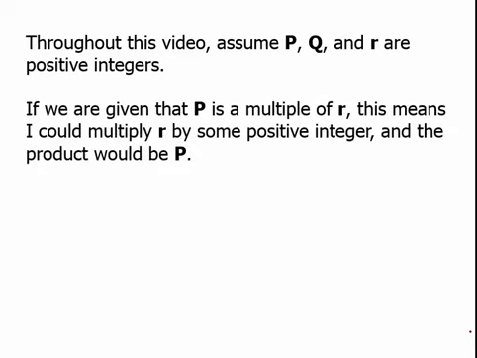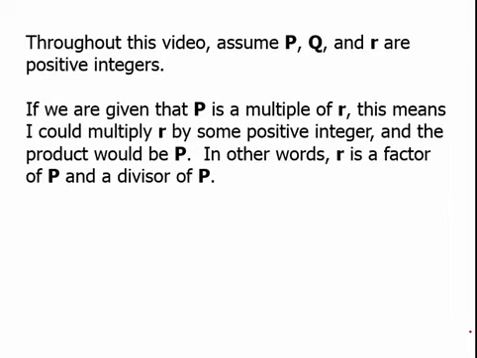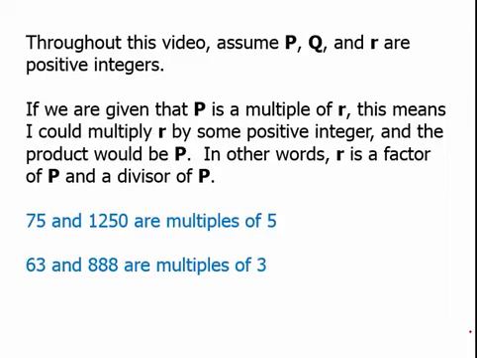If we are given that P is a multiple of R, this means I could multiply R by some positive integer and the product would be P. In other words, R is a factor of P and a divisor of P. So multiple is kind of the inverse relationship to factor, because if R is a factor of P, then P is a multiple of R. So for example, 75 and 1250 are multiples of 5. 63 and 888 are multiples of 3.